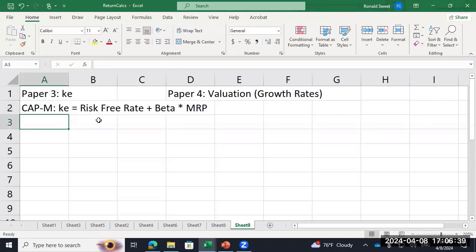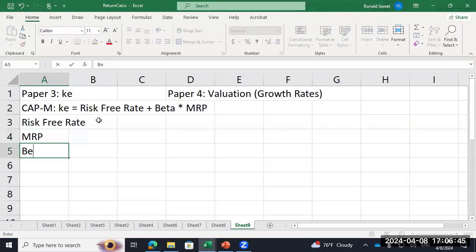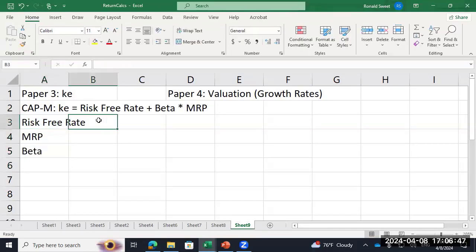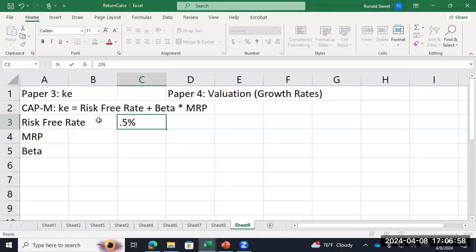All right, so we need the risk-free rate. We need the market risk premium. We need beta. So paper 3 is a matter of getting these 3 numbers. The first number has gotten really, really easy. 3 years ago, it was a problem because 3 years ago, this number was 0.5%. So you had to have a whole discussion: can I really use 0.5% as my risk-free rate? You don't have that problem anymore.